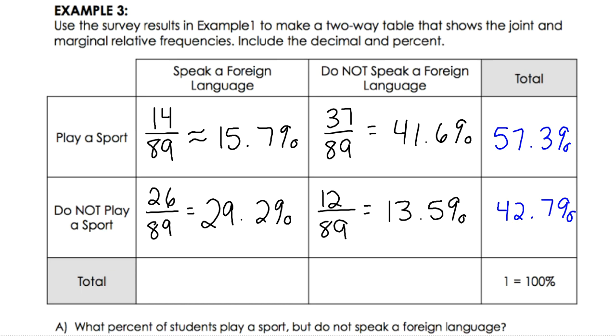And then lastly, looking at our columns, our speaks a foreign language, adding those up, we are at about 44.9%. And in the do not speak a foreign language, we are at 55.1% when we combine 41.6 with 13.5. Together, those should always add up to 100%. We should account for 100% of our data in those.